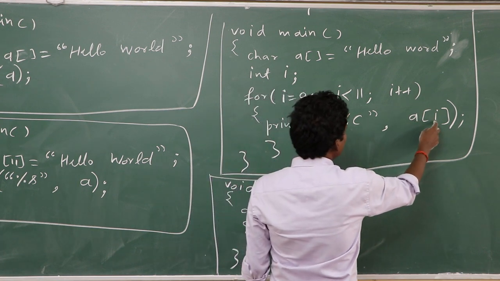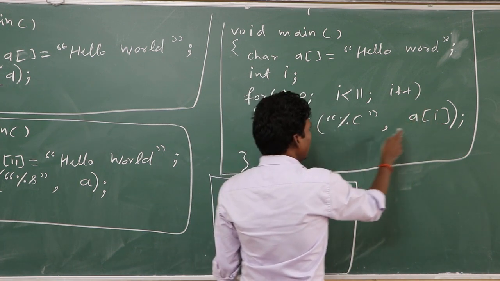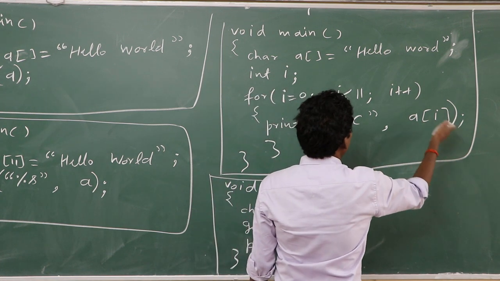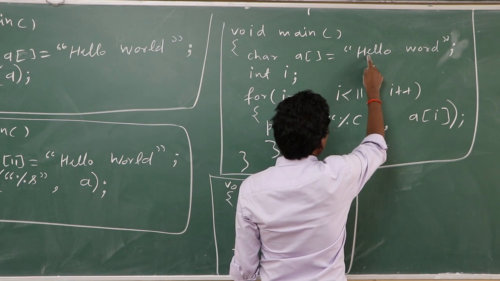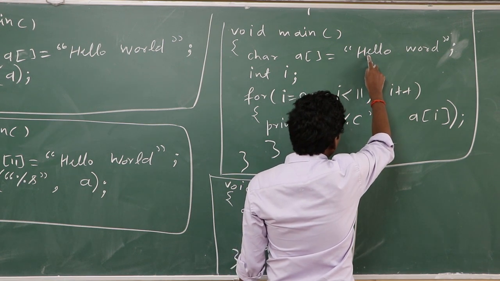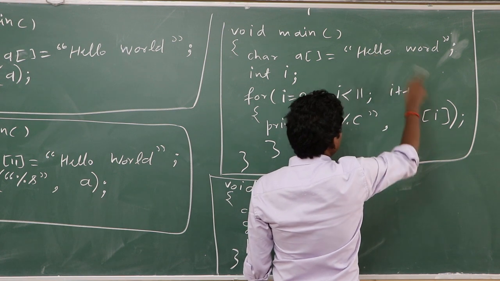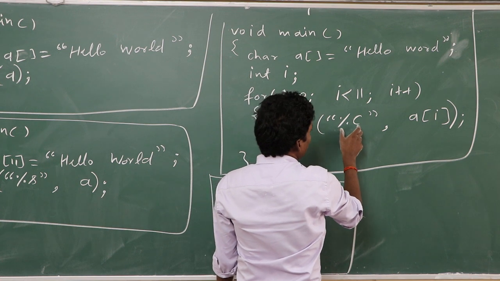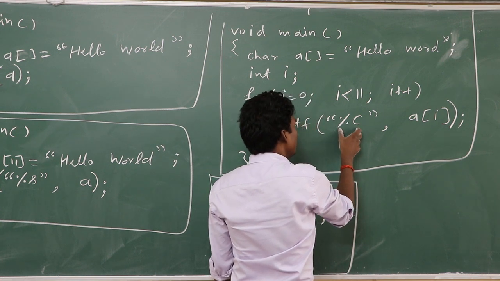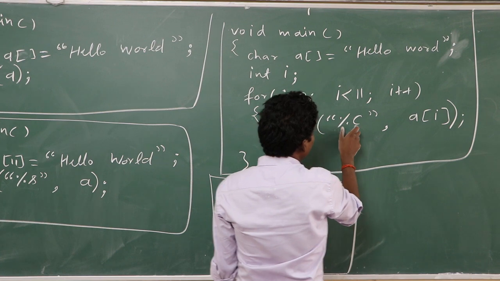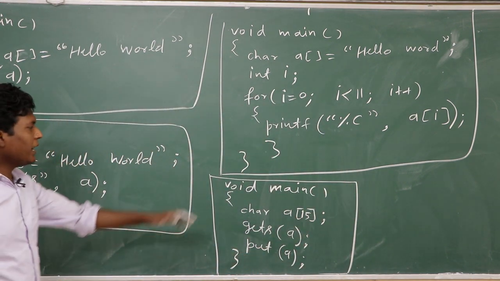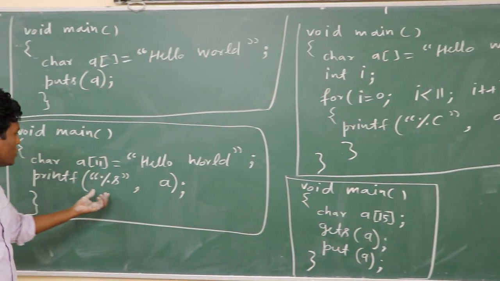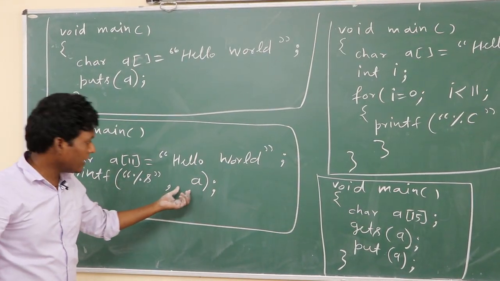%c prints a of 0 the first time, %c prints a of 1 the second time, %c prints a of 2 the third time. So the first time it prints h, the second time e, the third time l. In this way printf prints hello world by using the format specifier %c. Okay, so here we have used %c to print the string. Here we have used %s to print the string a.